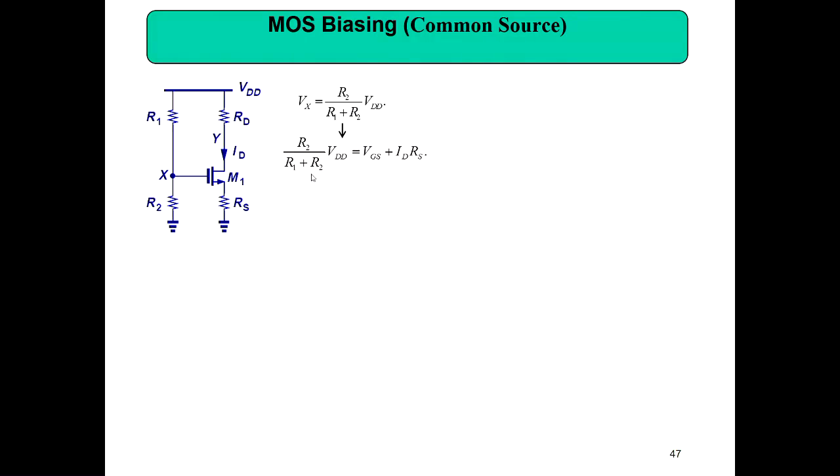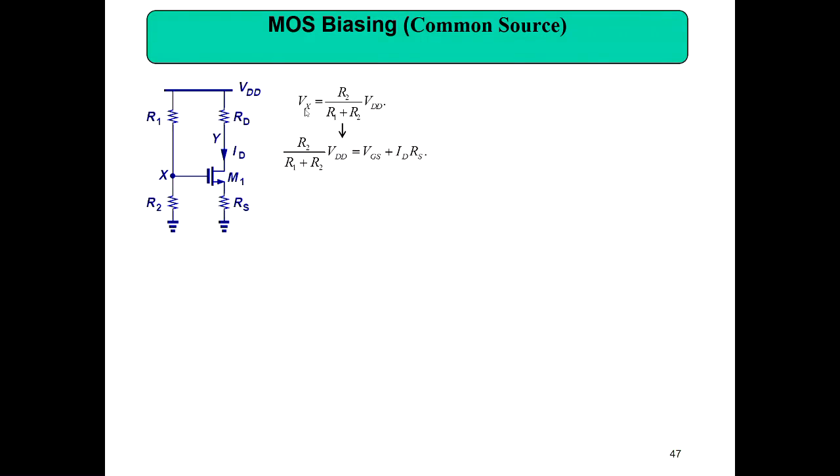So R2 by R1 plus R2 into VDD. So I can also write Vx. What is the Vx value? If I write Vx equal to VGS plus ID into RS, because I am going to apply Kirchhoff's law to this branch. So Vx equals VGS plus ID into RS, because ID is the current flowing through this RS.